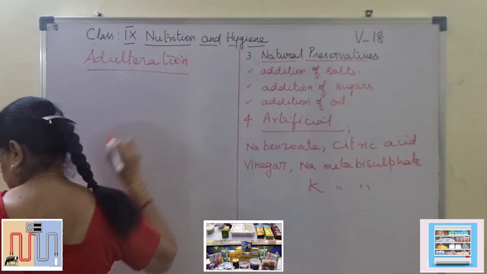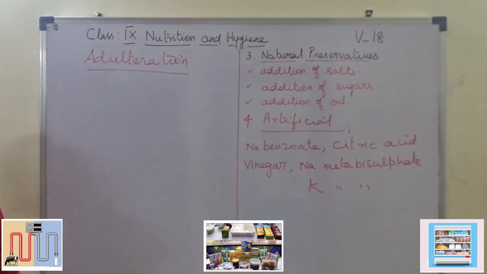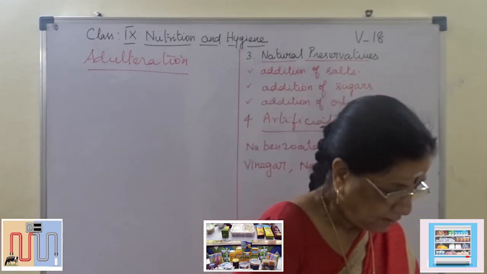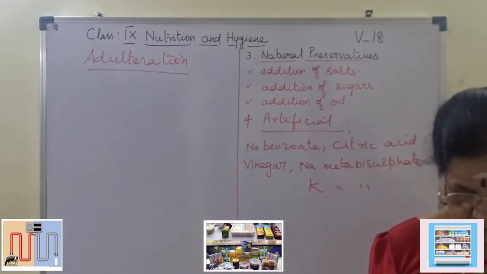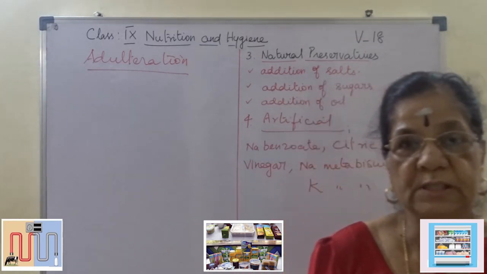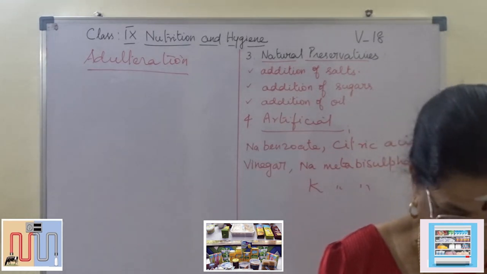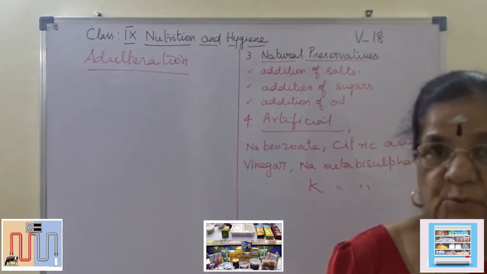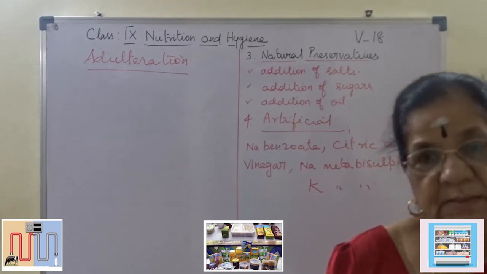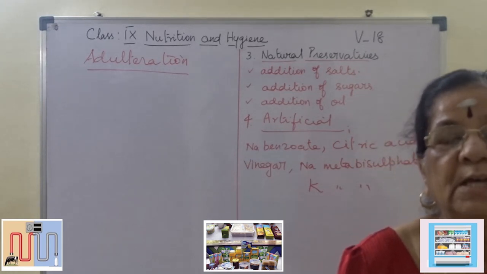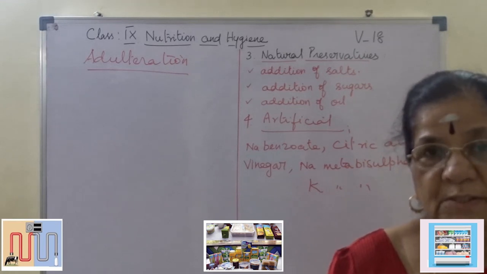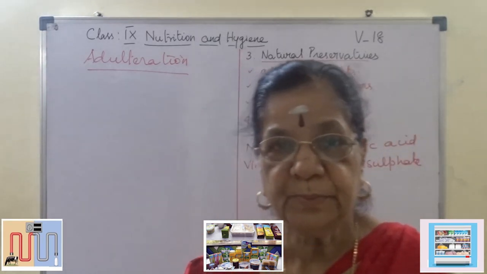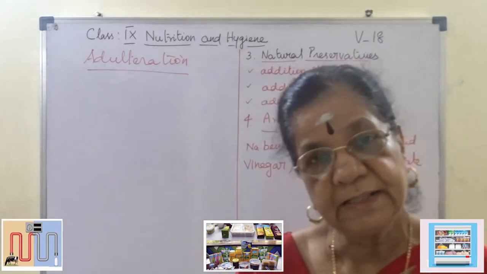Adulteration. What is it? What do you understand by adulteration? It is defined as addition or subtraction of any substance to or from the food so that natural composition and the quality of food is not affected. And any material which is added to that is called adulterant. For example, chili powder with brick powder added, that is adulterant.